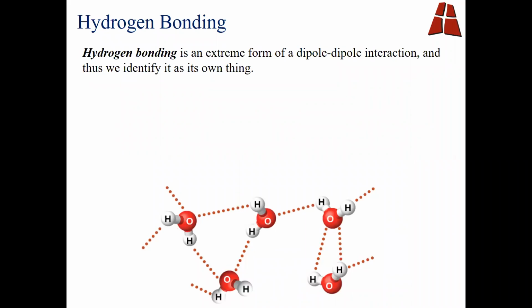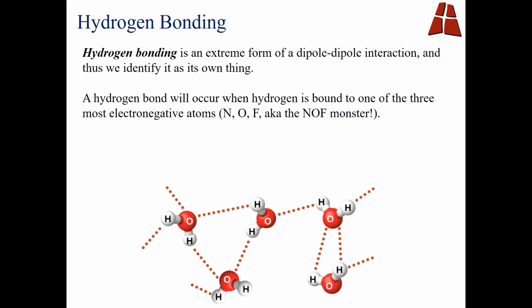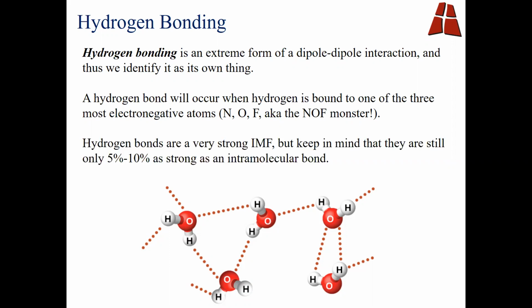All right, and then our last intermolecular force that we're going to be talking about in this video is hydrogen bonding. Hydrogen bonding is really just an extreme form of a dipole-dipole interaction. And it's so extreme that we actually identify it as its own thing. As the name would imply, a hydrogen bond must involve the element hydrogen. And hydrogen, in order to form a hydrogen bond, must be bound to one of the elements nitrogen, oxygen, or fluorine. These three elements are next to each other on the periodic table. The way I like to remember them is as the NOF monster, NOF. I hope that can be helpful in remembering these.